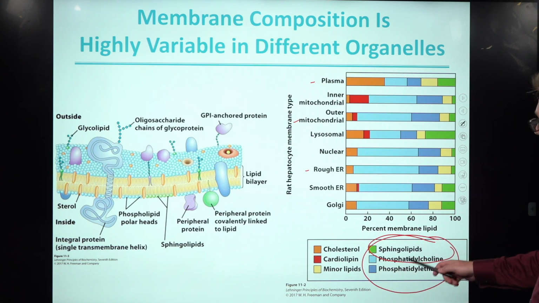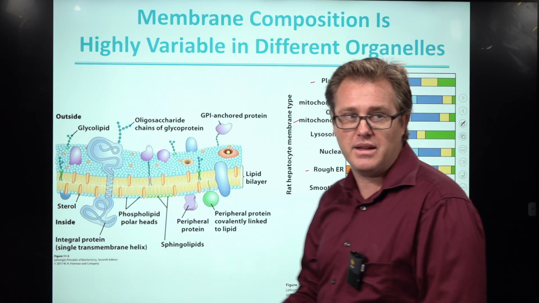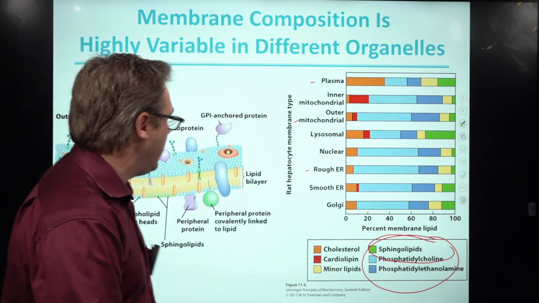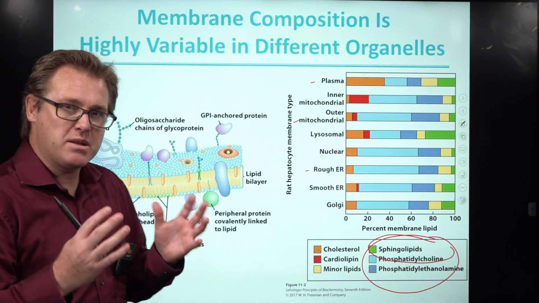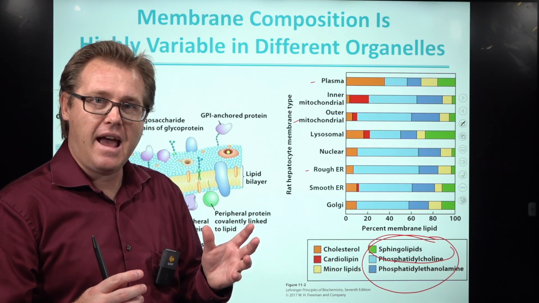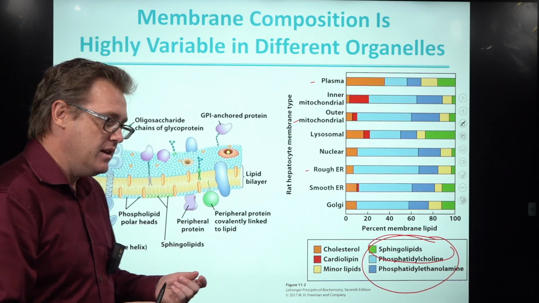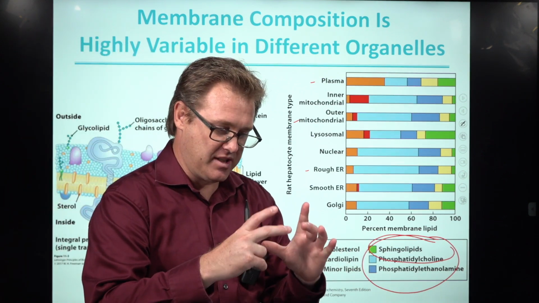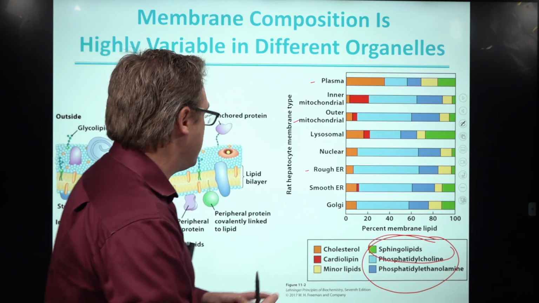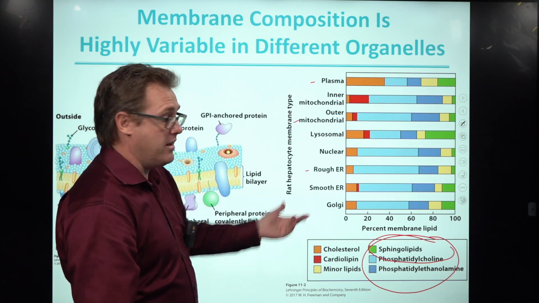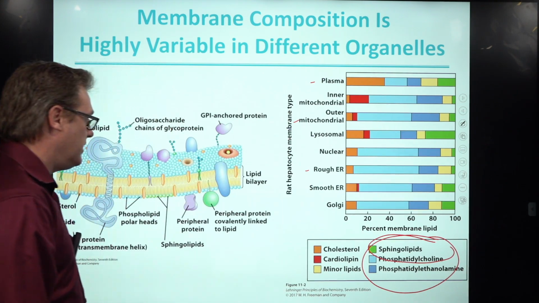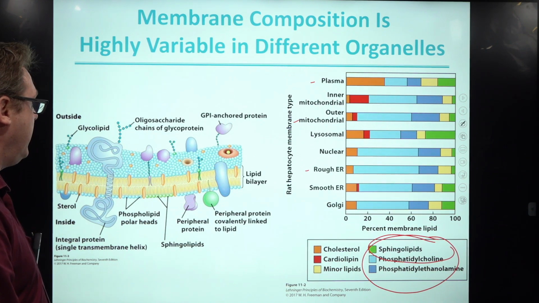Those three right here, you can see color-coded really quickly and really easily that, hey, within the same species, when you look at the cell and at the different organelles, they're going to have a different composition. So lots and lots of variety.